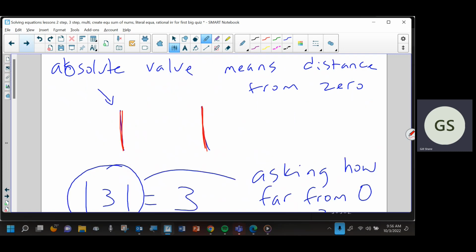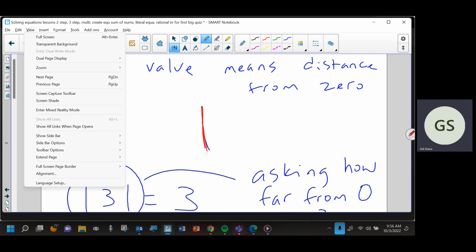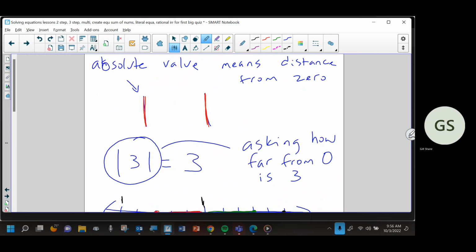I'm going to try to do this last absolute value thing super fast. I might not even do the full version. So we're doing absolute value problems.